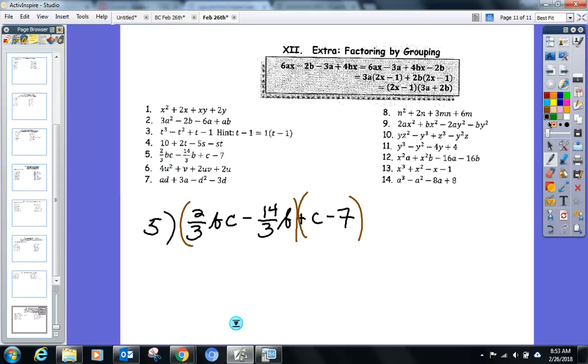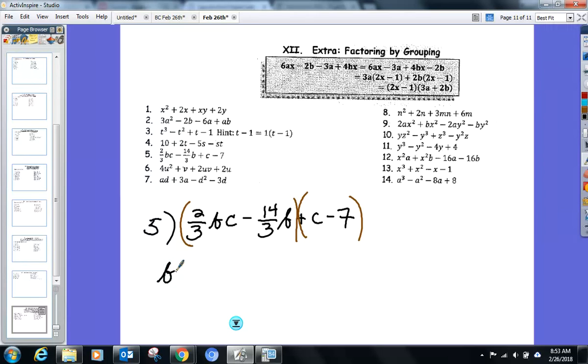All right, let's at least start with the variable you can take out of the first grouping. We can at least take a b out. Yep. All right, let's look at the 2/3 and the 14/3. They at least both have a denominator of what? 3. So I'm thinking to myself, does 2/3 go into 14/3? Because if it does, I could take out a 2/3. How do I check if 2/3 goes into 14/3? I go to my calculator and I divide.